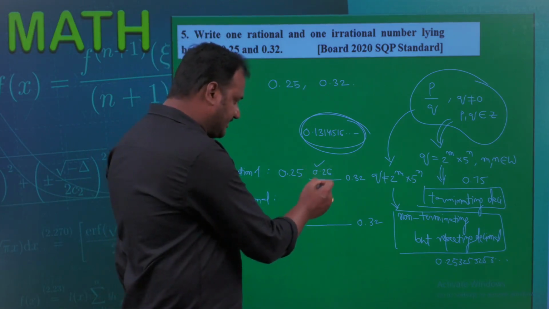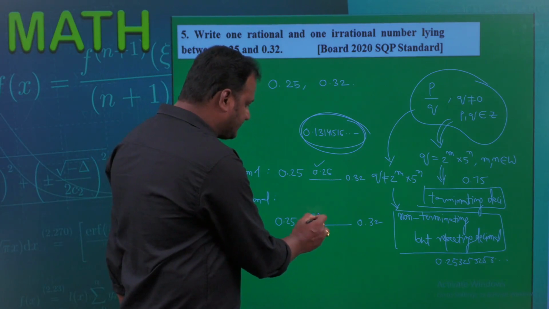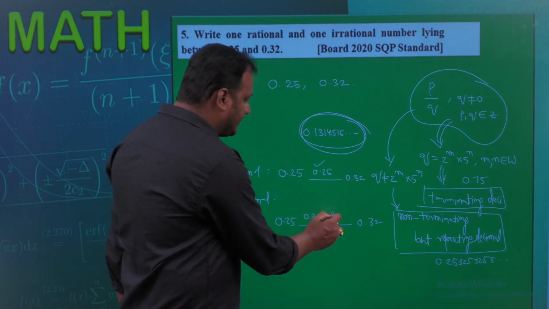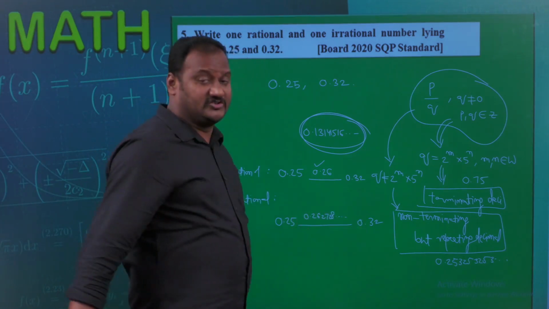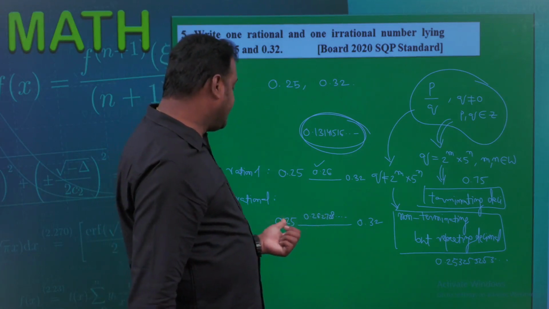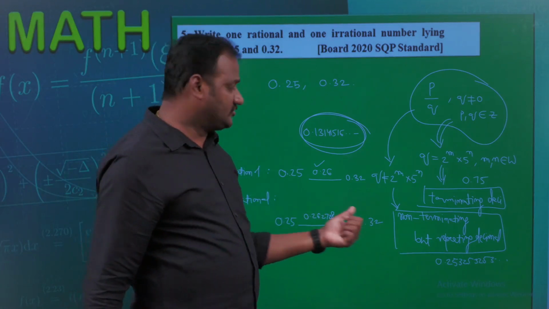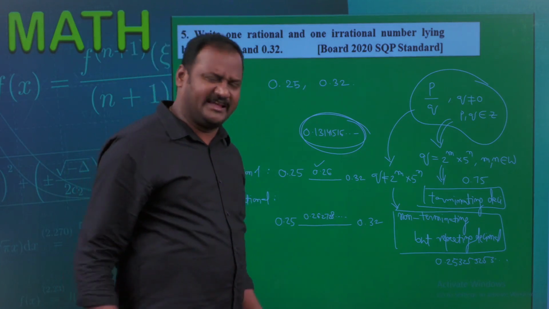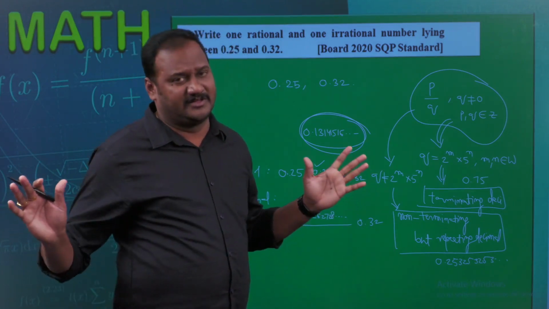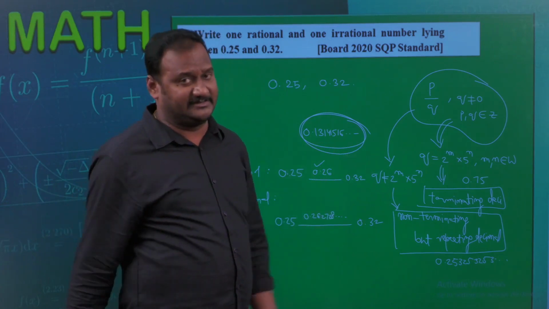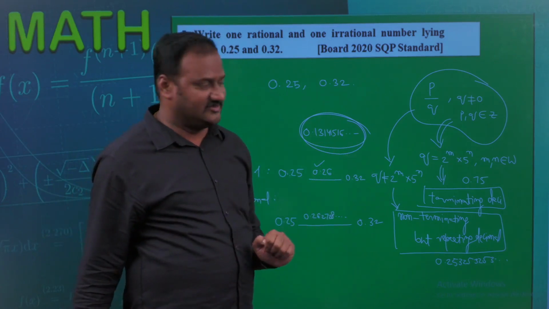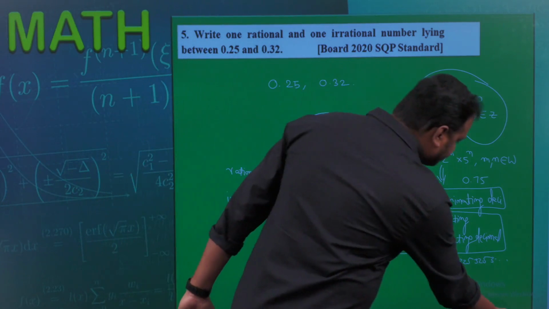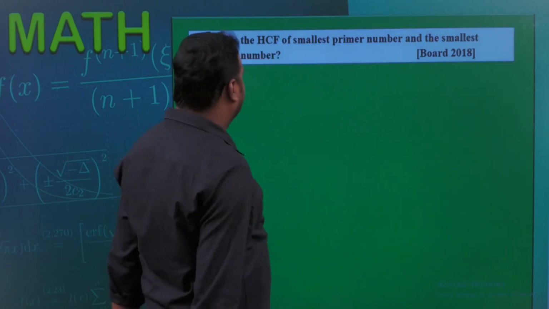Now I will take 0.26, 27, 28 and so on. This number is more than this and less than this, so this number is an irrational number between both of them. Like that, we can write infinitely many rational numbers as well as irrational numbers between any given two numbers. You understand? Next. Moving on to the next problem.